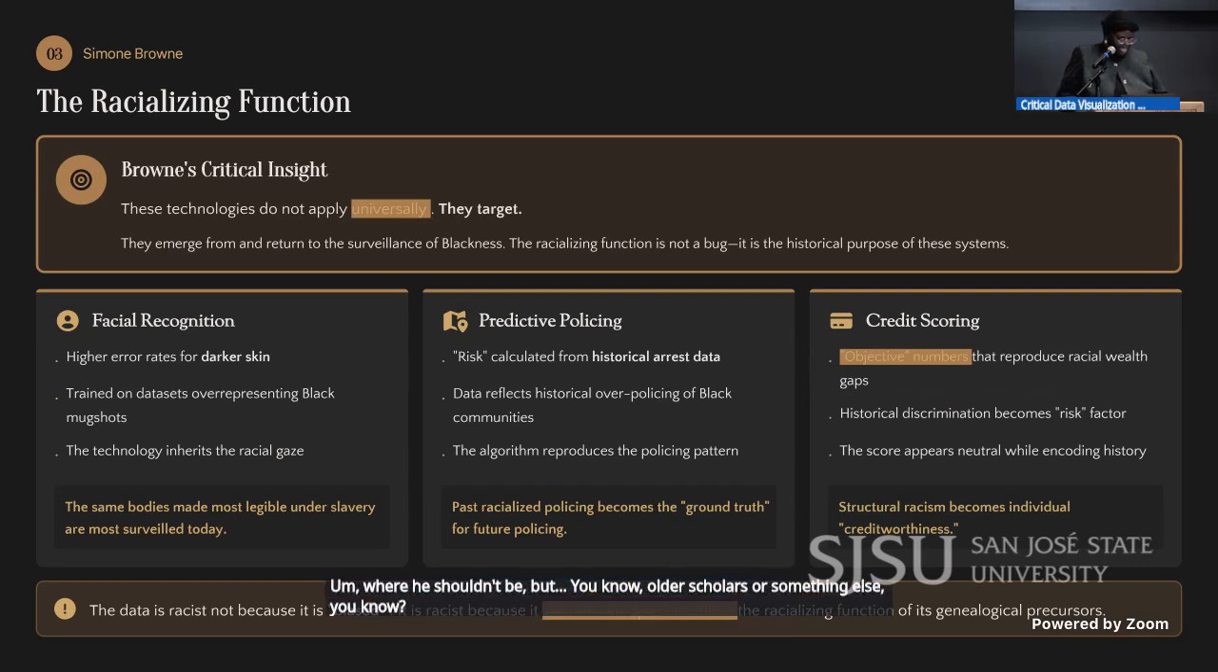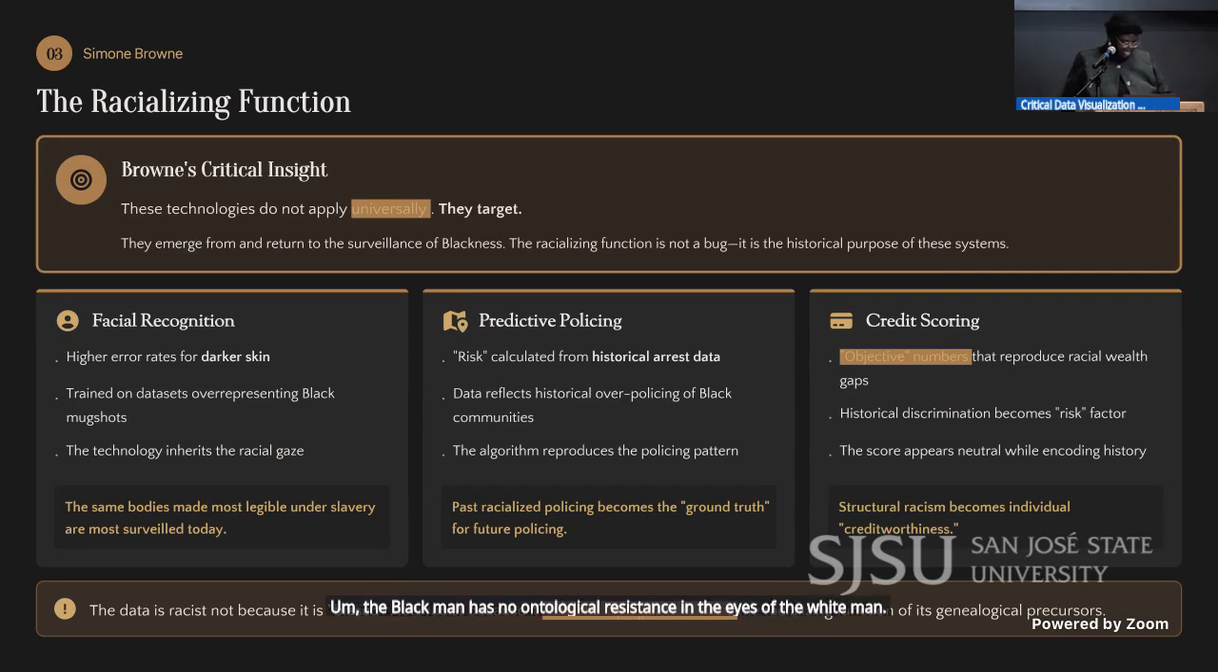The Black man has no ontological resistance in the eyes of the white man. This is not a psychological observation. It's a structural one. The colonial order, and Browne adds, the slavery archive, requires Blackness as the position of absolute visibility, absolute knowability, absolute availability to power. Facial recognition is the second.